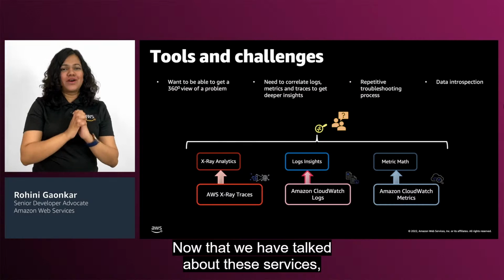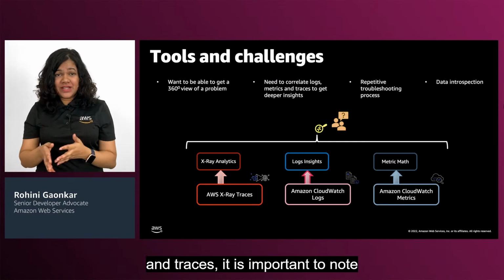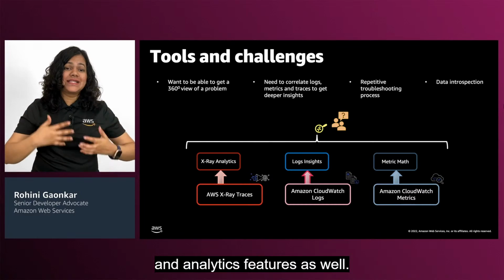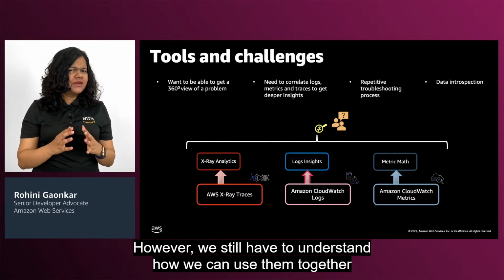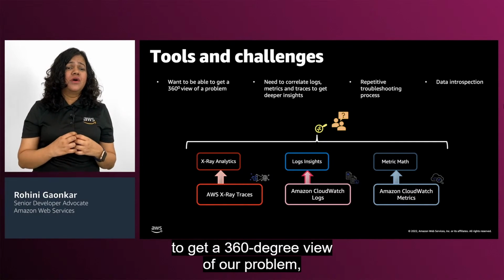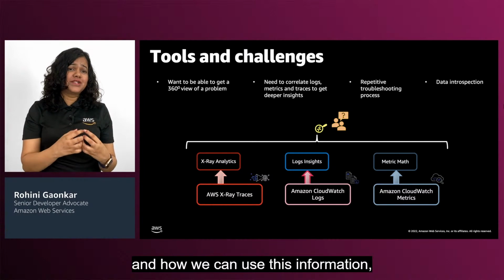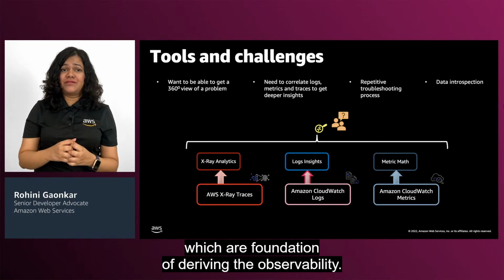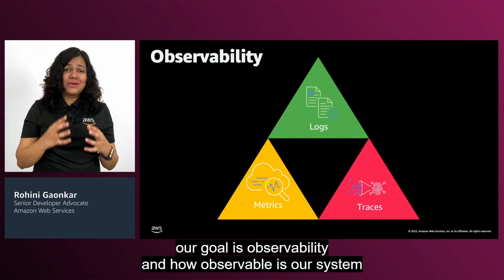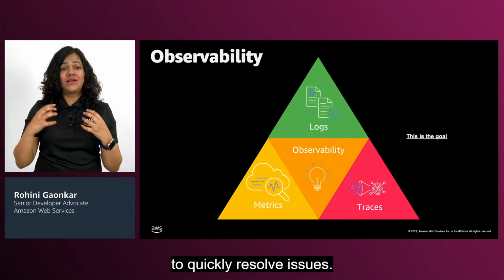Now that we have talked about these services, CloudWatch and X-Ray, that provide us the logs, metrics, and traces, it is important to note that each provides its own rich insights and analytics features as well. However, we still have to understand how we can use them together to get a 360-degree view of our problem, how to correlate them to get deeper insights, and how we can use this information, which is the foundation of deriving observability. Because our goal is not just to collect them, our goal is observability and how observable our system is to quickly resolve issues.